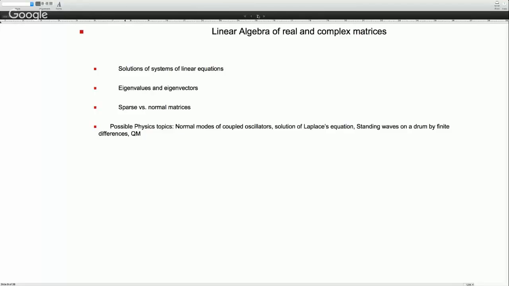Here, the problem with the physics topics is not finding them, but the richness of topics. So I've listed a few, but there are many more, of course. There are normal modes of coupled oscillators, solution of Laplace's equations, standing waves on a drum if you do it by finite differences. And then, of course, there are lots of topics in quantum mechanics. I'll show an example of one a little later. Although actually the computation for the first quantum mechanics example I showed was done by finding normal modes, or by finding eigenvalues and eigenvectors of a matrix using an eigenfunction expansion. So here we have a rich domain of physics topics.